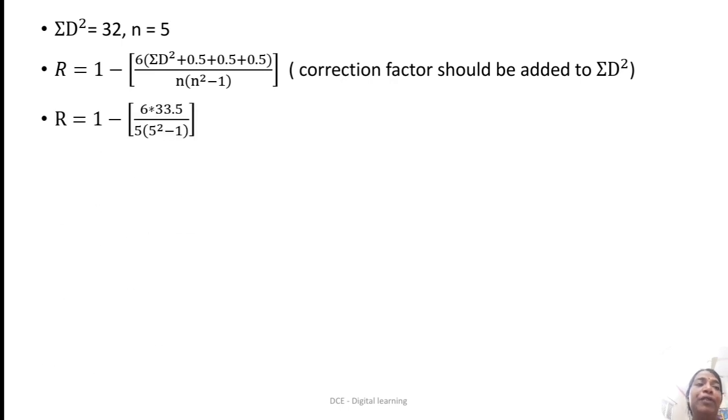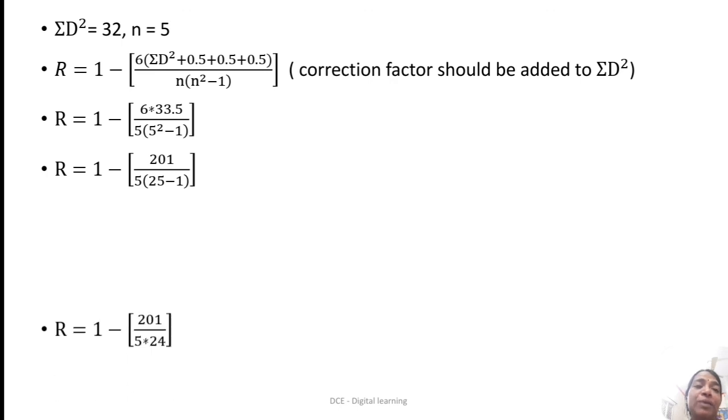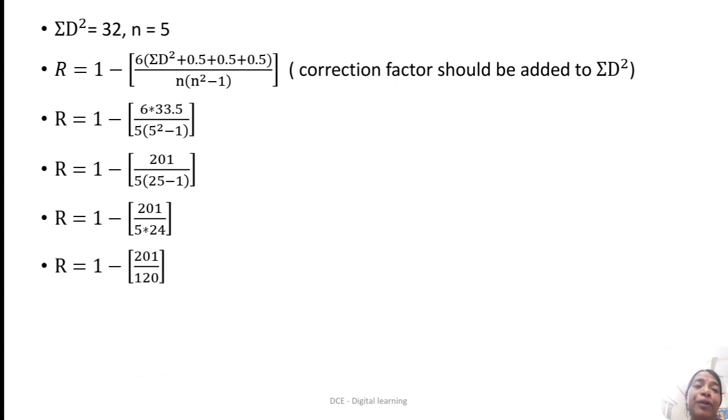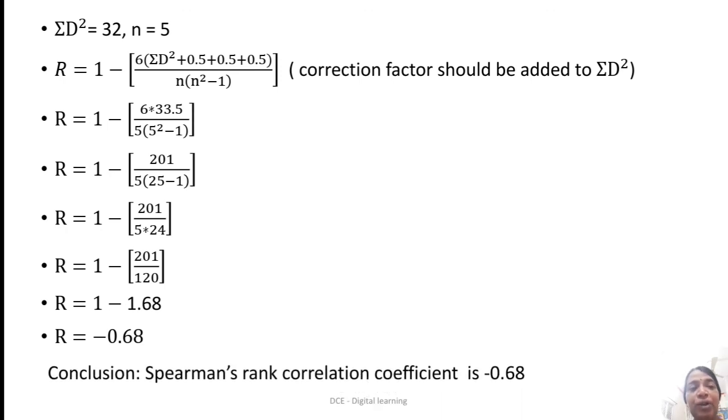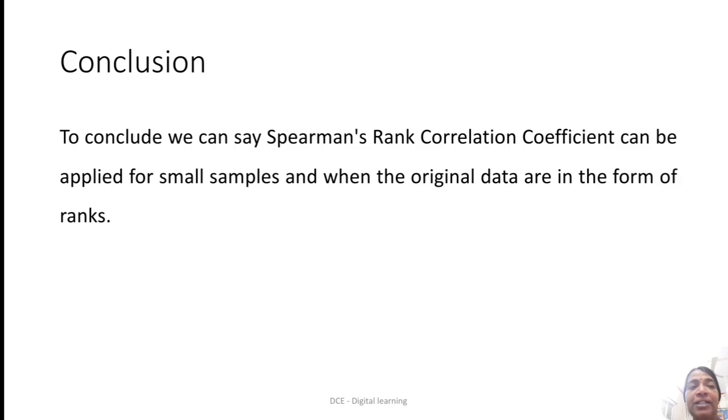So 33.5 into 6. So your numerator will be 201. Denominator will be 5 into 25 minus 1. Okay, your denominator now will become 5 into 24. So 201 divided by 120 will give you 1.68. So R is equal to 1 minus 1.68 will give you minus 0.68. Therefore, the Spearman's rank correlation coefficient is minus 0.68.